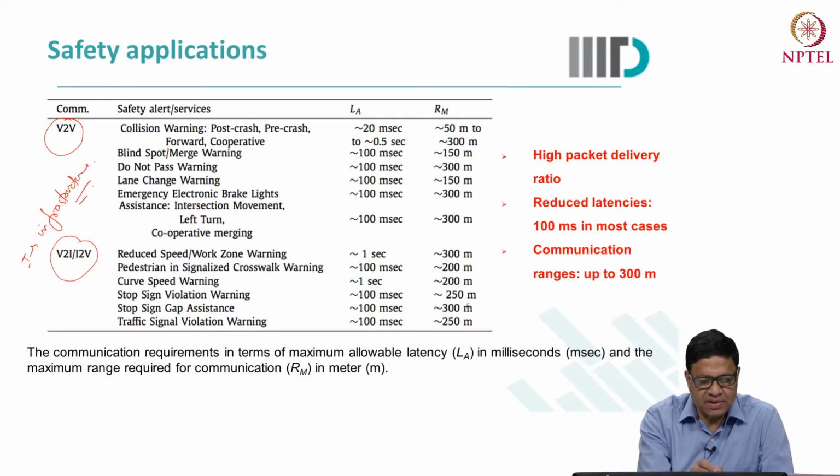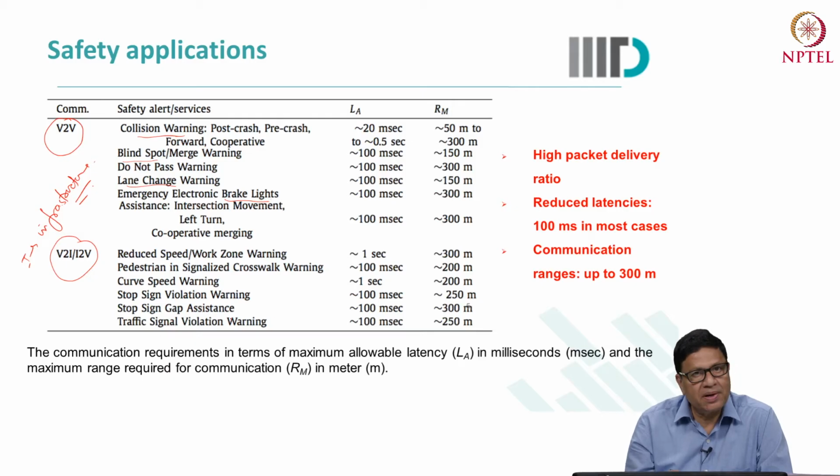So these are some of the services: collision warning, for example, or blind spot, or lane change, or emergency electronic brake lights, left turn, and then there are V2I, reduced speed, curve speed warning, or stop sign violation, stop sign gap assistance, traffic signal violation warning. So these are some of the applications of V2I. And this LA actually gives what kind of latency is needed. That is, what is the maximum allowed latency.